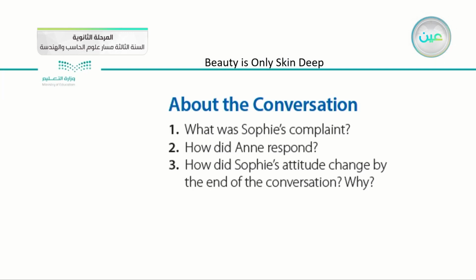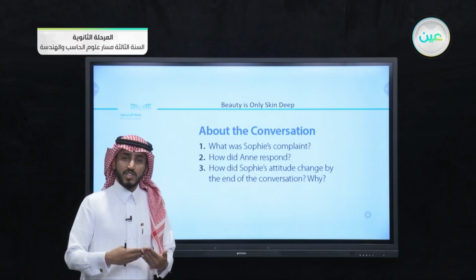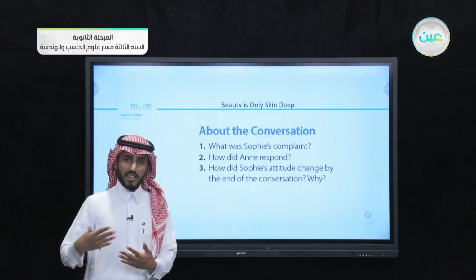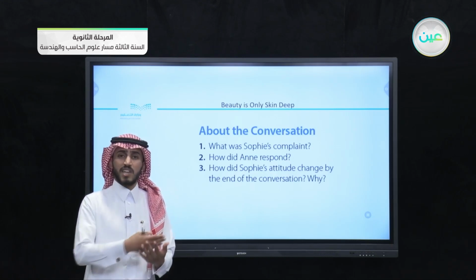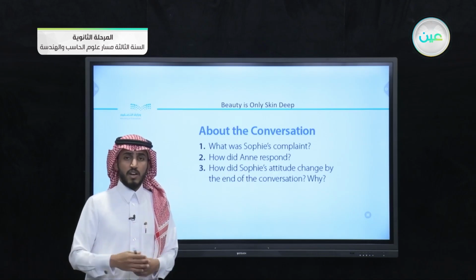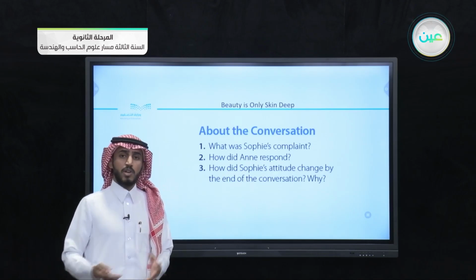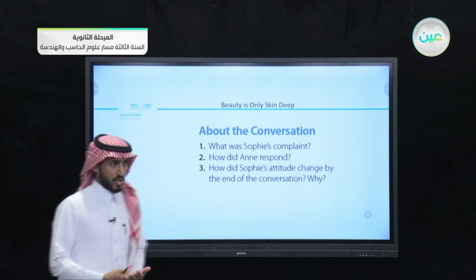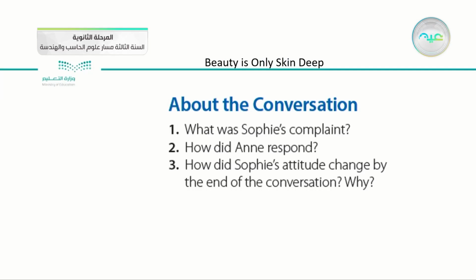We have 3 questions. The first question is, what was Sophie's complaint? Number 2, how did Anne respond? Number 3, how did Sophie's attitude change by the end of the conversation and why? You can pause the video right now, go back to the conversation, listen again, and try to find the answer for each one of them, or you can start writing the answers from your memory and understanding of the previous conversation. Now we will go ahead and answer the first question together, which is, what was Sophie's complaint?